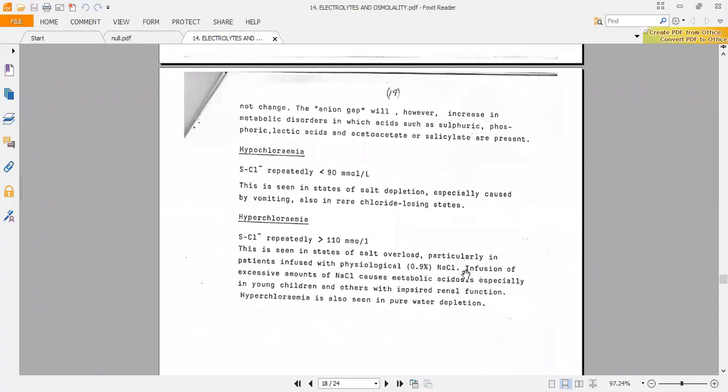You can't say that, because the concentration of the other anions, the unmeasured anions like lactate and the other ones, would also influence the concentration of the chloride and the bicarbonate. So you can't really say that. It depends on the chlorides, the bicarbonates, and the other anions, because the other anions will affect the chloride and bicarbonate concentrations, which are used in the calculation.